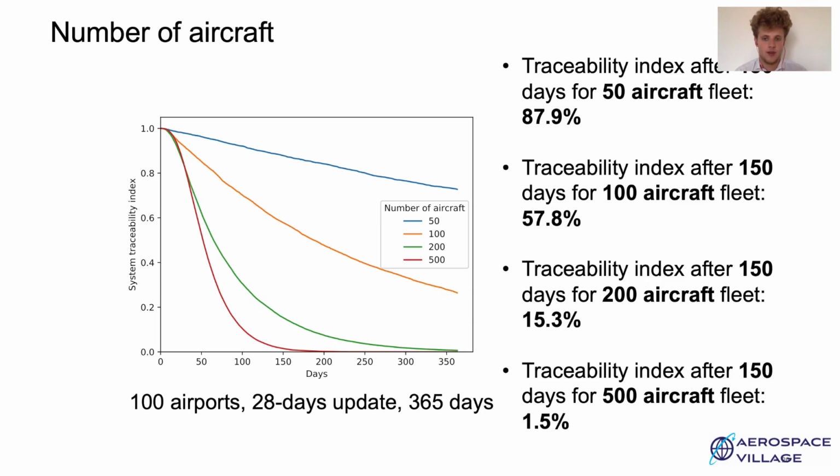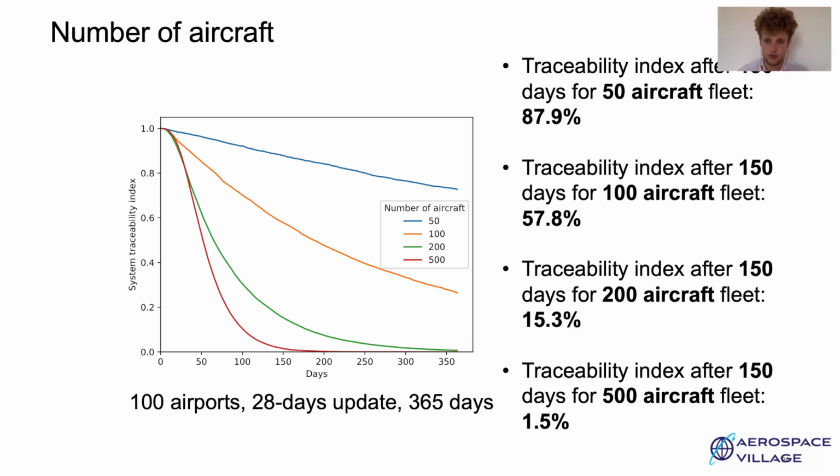Now we make the aircraft fleet size vary while keeping the PIA update frequency to 28 days. A fleet is a set of aircraft using a PIA and the same call sign space. So all of the aircraft are using a DCM call sign, or all of them are using an FFL call sign. We go from a fleet of 50 aircraft in blue to a fleet of 500 aircraft in red. And we see that the traceability index after 150 days goes from 87.9% for the 50 aircraft fleet down to only 1.5% for the 500 aircraft fleet.